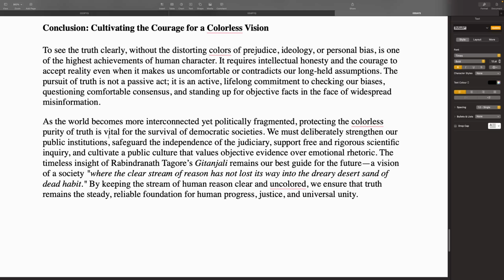The timeless insight of Rabindranath Tagore's Gitanjali remains our best guide for the future, a vision of a society where the clear stream of reason has not lost its way into the dreary desert sand of dead habits. By keeping the stream of human reason clear and uncolored, we ensure that truth remains the steady, reliable foundation for human progress, justice, and universal unity.